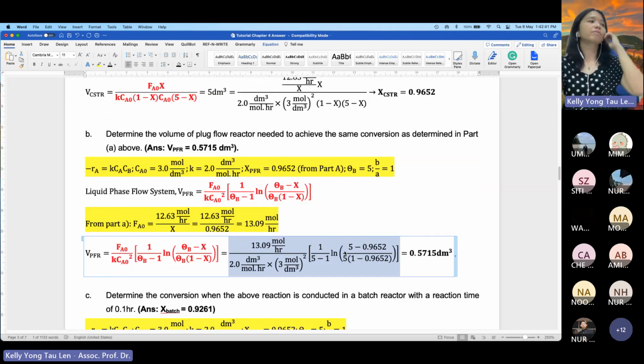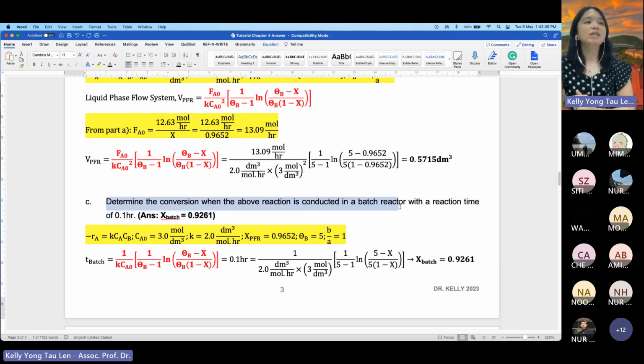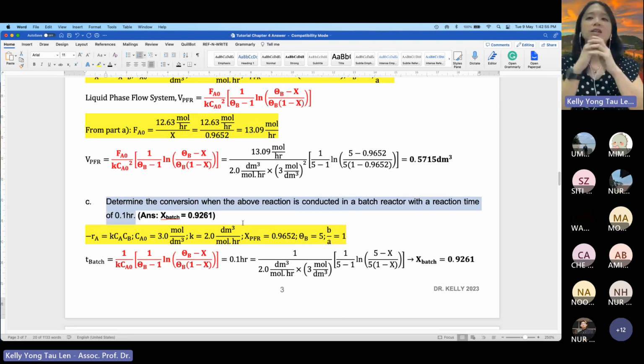Okay, so done. Next question, we go to part C. Part C: determine the conversion, if the above reaction is conducted in a batch reactor with a reaction time of 0.1 hour. Now we change to a batch reactor. They tell us the reaction time is 0.1 hour, and they ask us to find the conversion.